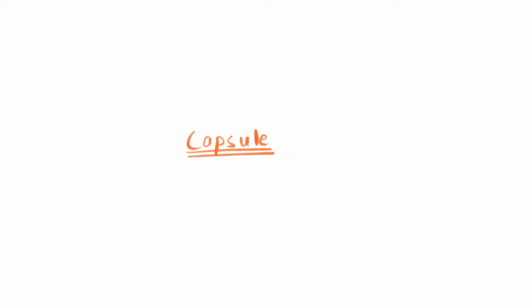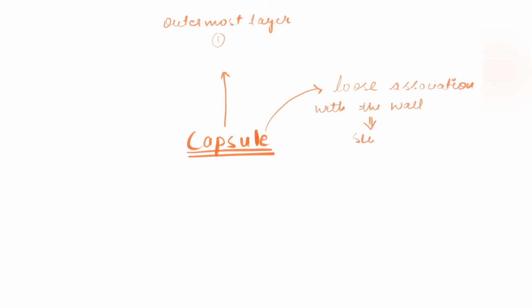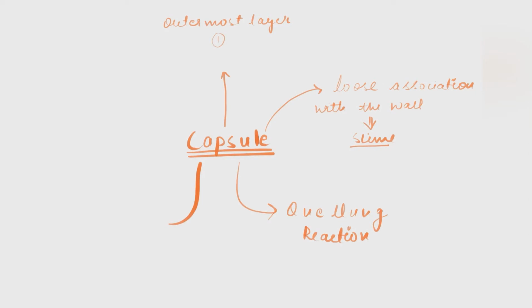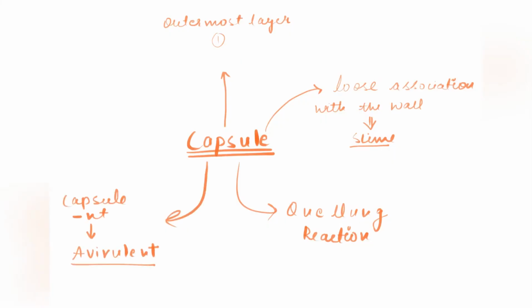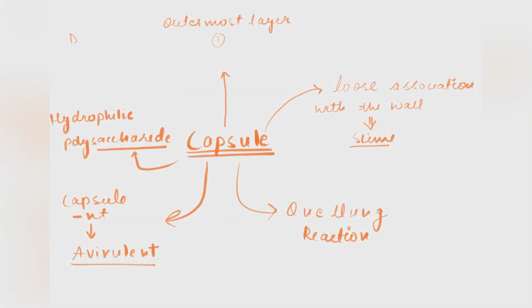Capsule. It is the outermost layer. The loose association with the cell wall is known as slime. Quellung reaction: in the presence of specific antibody that reacts with capsule, it becomes swollen. When capsule is absent, the bacteria is avirulent. It is surrounded by hydrophilic polysaccharide which helps in attachment with host.